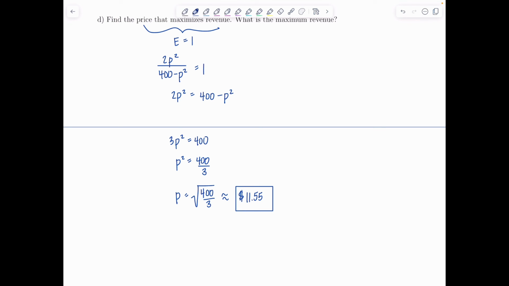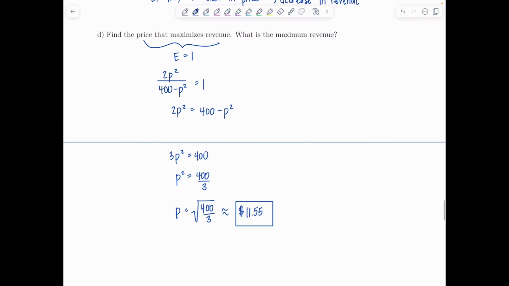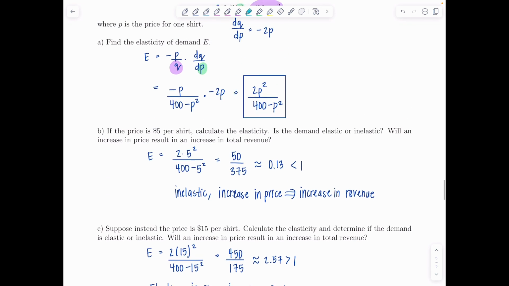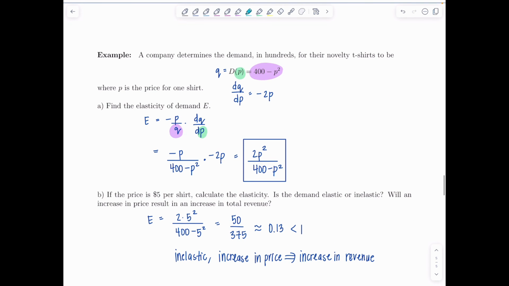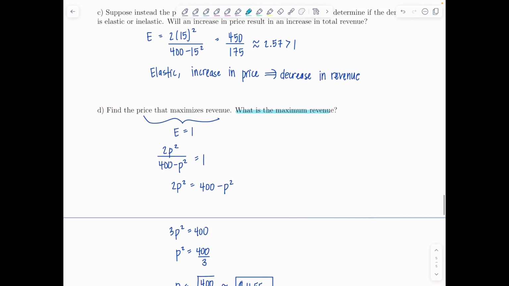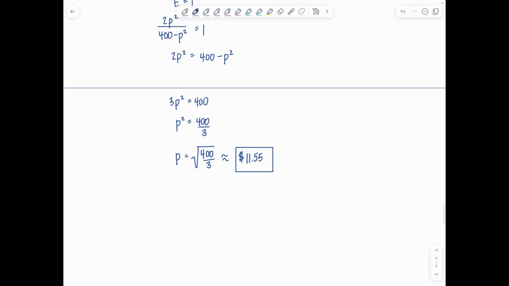Cool. Then they asked for the actual max revenue. And notice I don't have a revenue function, do I? So I have to come up with one on my own. It's fine. We know revenue is price times quantity. So we got this. Revenue is price times quantity. So I already know what the price is. I just need to figure out what's the quantity that's going to be demanded at this price.